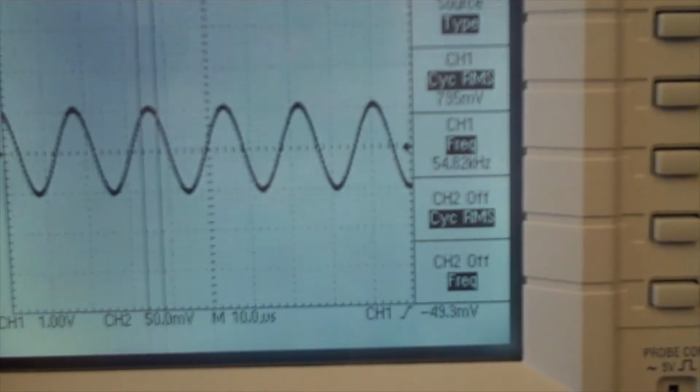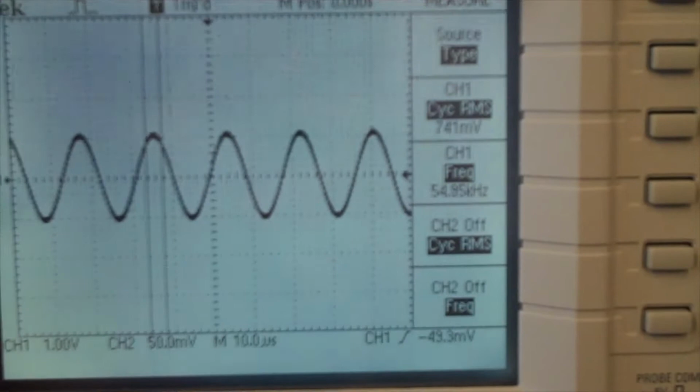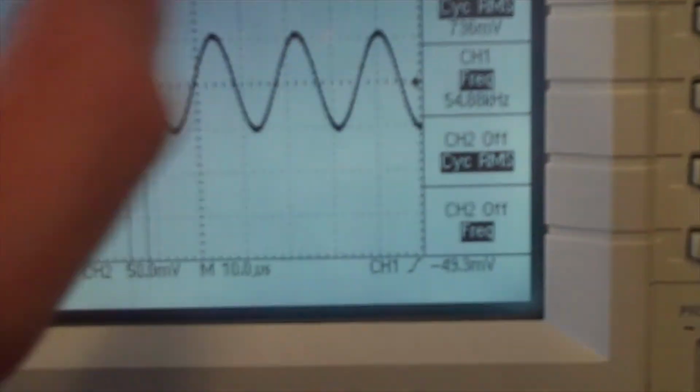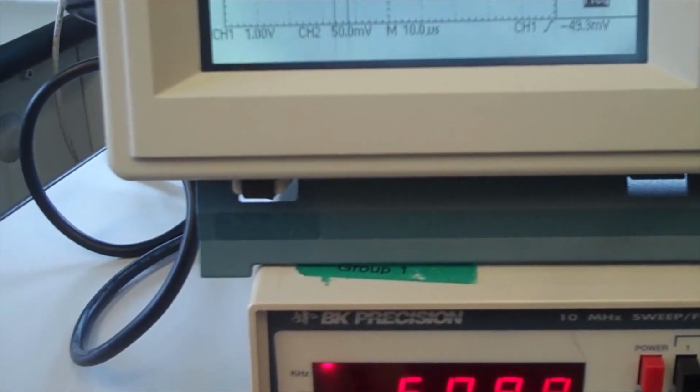Am I going too high? That's good. That's good. There we go. So around that. Now you're going to record this frequency. And you're going to do it again, except going in the opposite direction now.